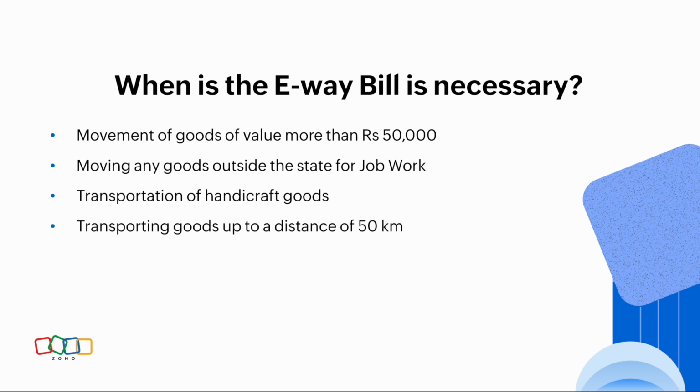When you transport goods up to a distance of 50 km, an e-way bill has to be generated with Part A details alone and does not require Part B details. And during the movement of goods, the person who transports the goods must carry any of the transport documents like invoices, bill of supply, or a delivery challan with the e-way bill number mentioned on it.